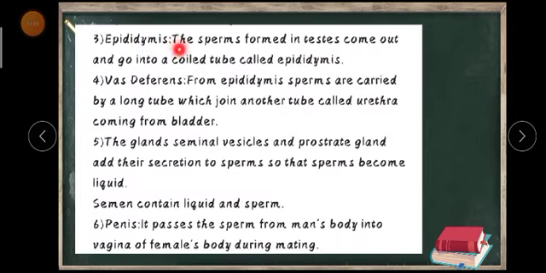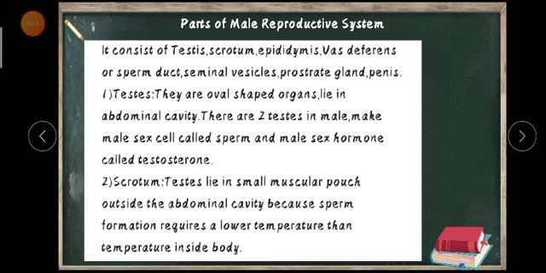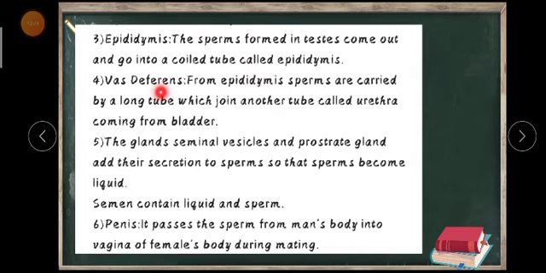Next is your epididymis. The sperms formed in the testes come out and go into the coiled tube called epididymis. This coiled tube is called your epididymis. Is it clear? And then after epididymis comes your vas deferens.